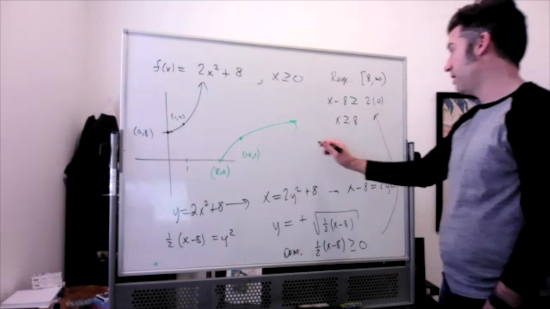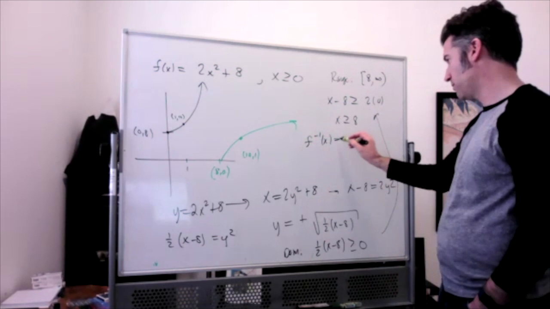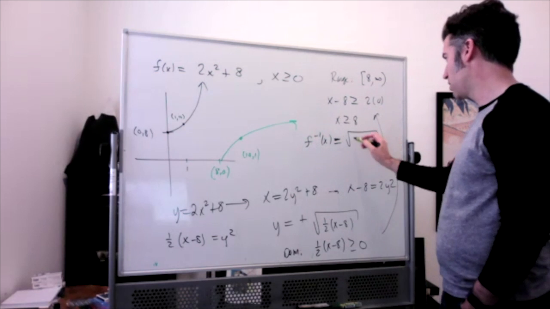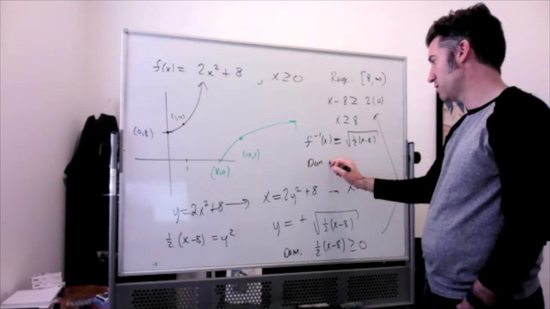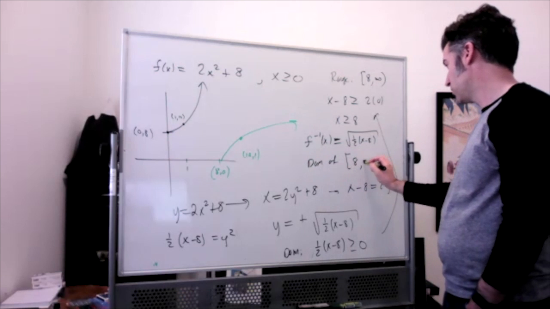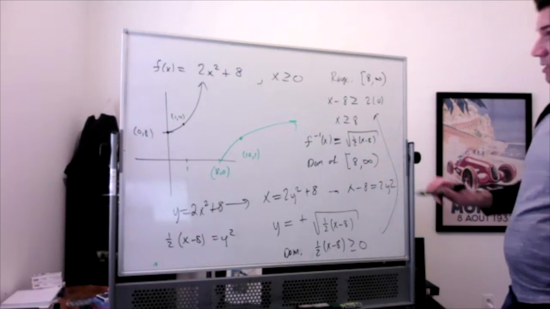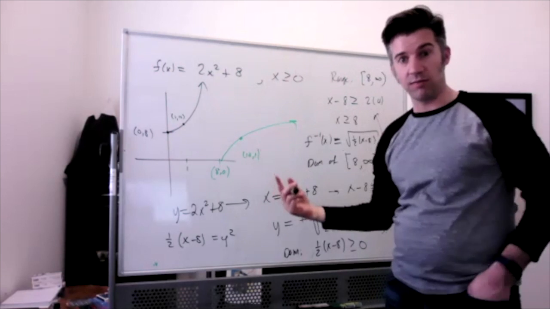So we can see that f inverse of x, which is equal to this function, the square root of 1/2 times x minus 8, has a domain of 8 inclusive to infinity, which means that the original function has a range of 8 inclusive to infinity.